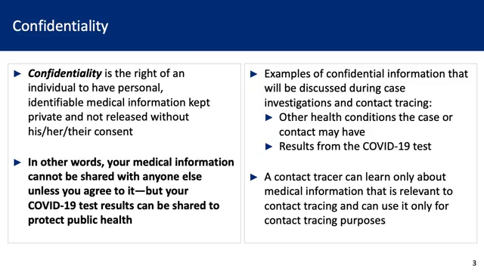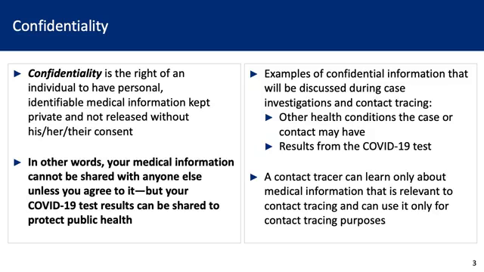In particular, the results from a COVID-19 test can be shared with others for the purposes of contact tracing to protect public health. So there are limits around what can be shared and with whom. Examples of confidential information that you'll be discussing during case investigations and contact tracing include any other medical conditions that the case or contact may have, because remember, that could put them at high risk for severe disease. You'll also, of course, be discussing results from their COVID-19 test.